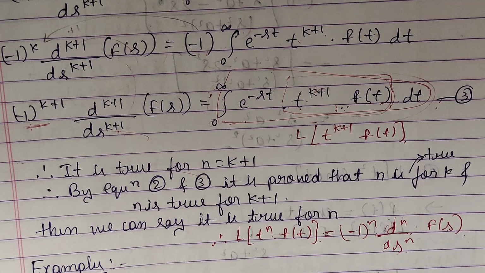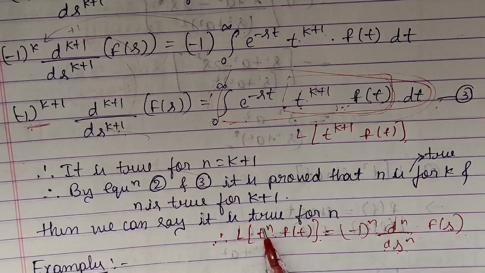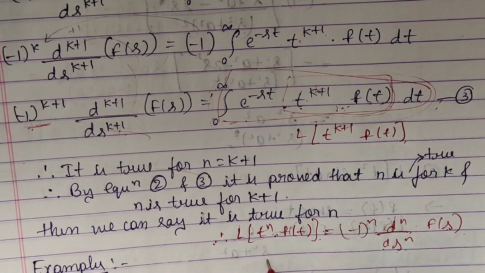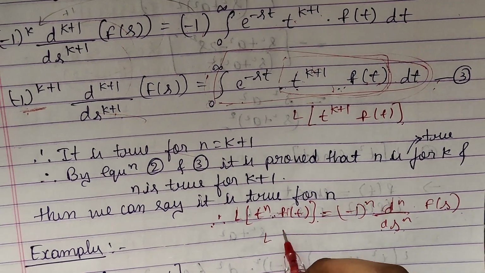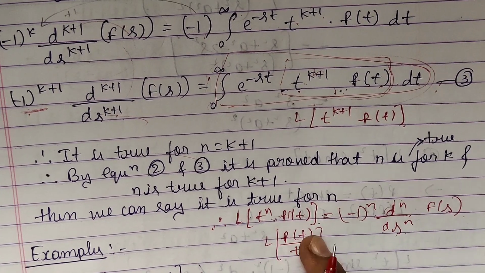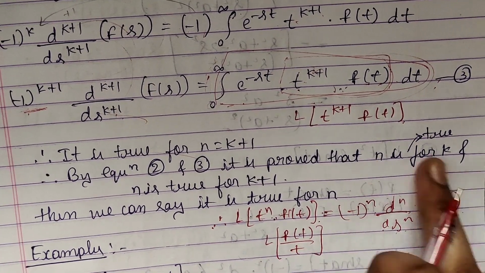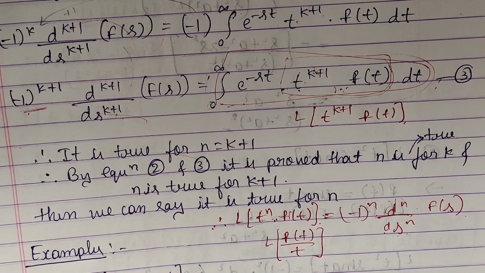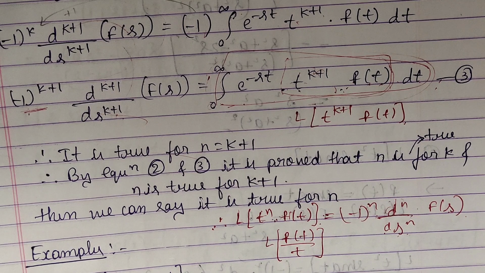I will use these formulas for solving problems which are in the form of t power n into f of t, and the other form that I told in my first proof, that is f of t by t. So we are getting the problems on this basis. By using these substitutions, we can easily solve the problems. So I think it will be helpful for you, and I hope it was understood.